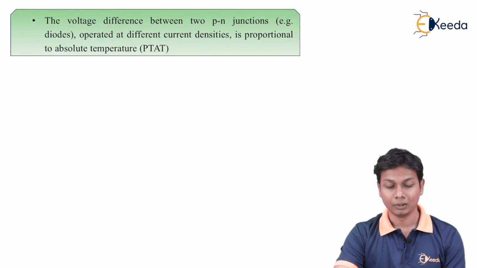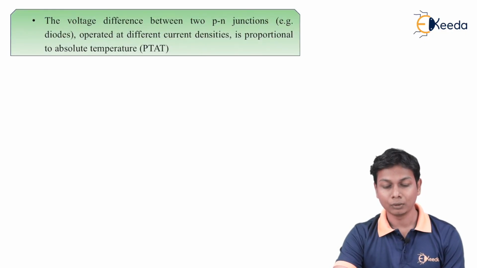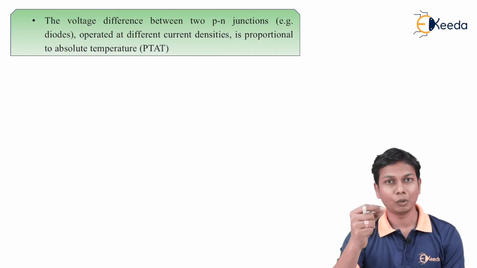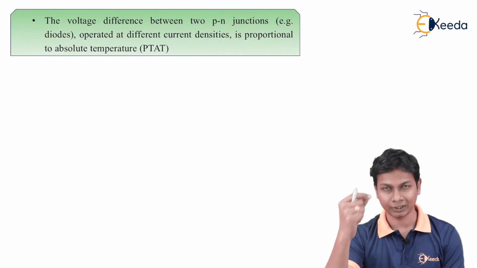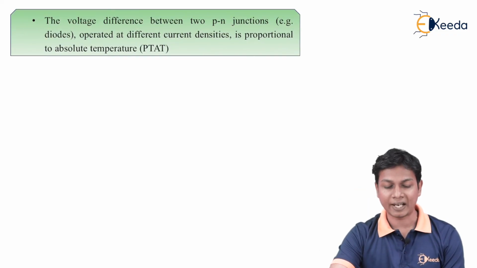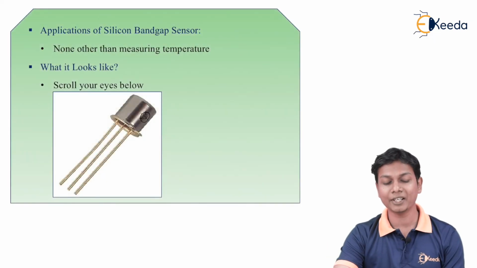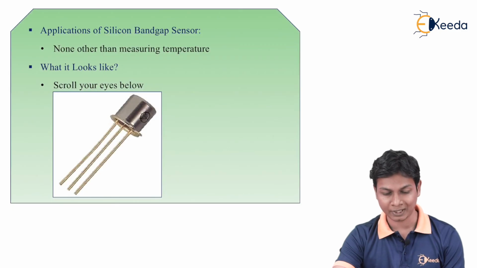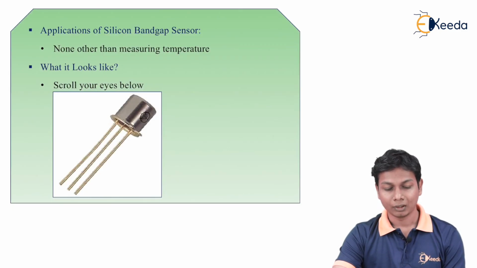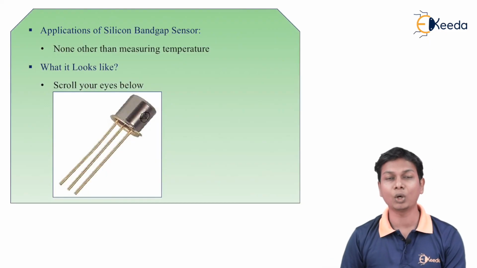Now, the voltage difference between two PN junctions, and you know that our BJT is made up of two PN junctions, operated at different current densities, is proportional to the absolute temperature, and that is called PTAT. Now, the applications of the silicon band gap sensor go beyond measuring temperature. Here is what a silicon band gap sensor looks like.